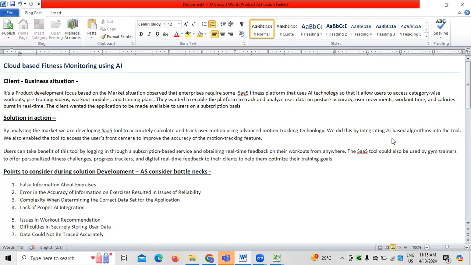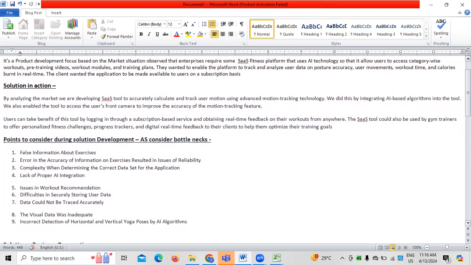At the same time, we are also enabling the tool to access the user's front camera, so that it will improve the accuracy of the motion tracking feature. So this is one kind of solution in action which we have identified so far. Next, one more advantage is that users can take benefit of these tools by logging in through subscription-based services and obtaining real-time feedback on their workouts from anywhere. Majorly this software as a service tool can be used by people who provide fitness services for their customers, like gym trainers.